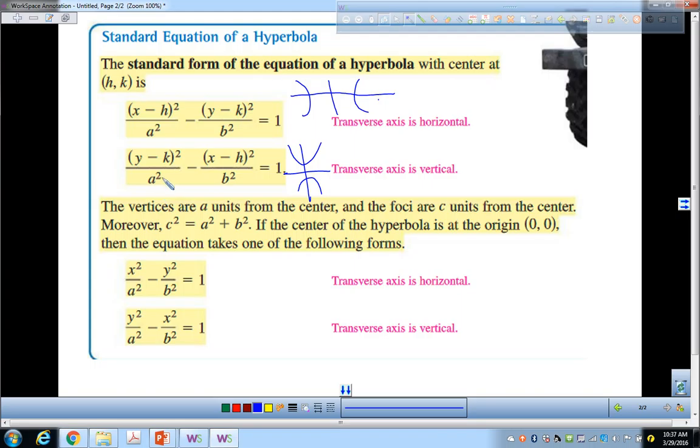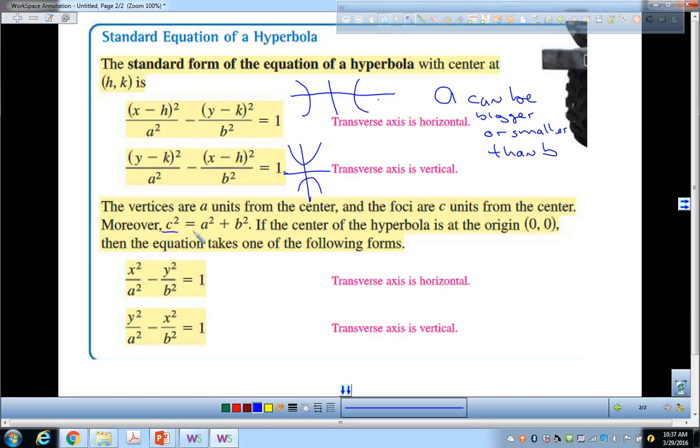And in this case, remember I said yesterday that A is always bigger than B, okay? With a hyperbola, that's not true. So A could be smaller than B, or A could be bigger than B. It doesn't matter, okay? A can be bigger or smaller than B, because that just kind of controls the squishiness or the stretch of your hyperbola.